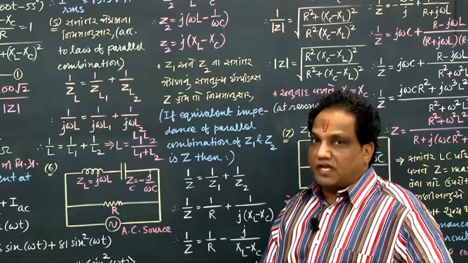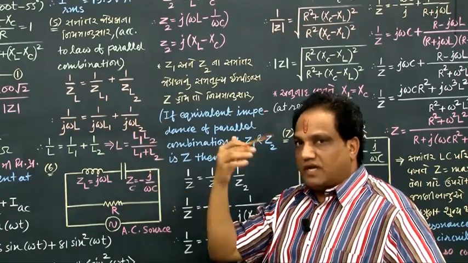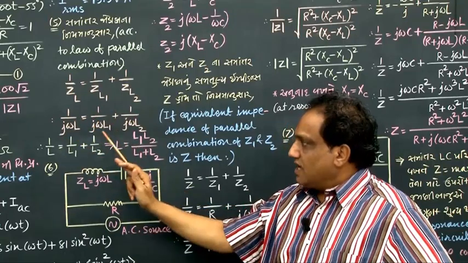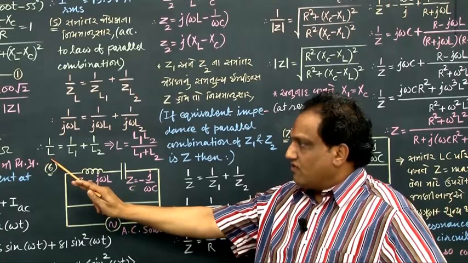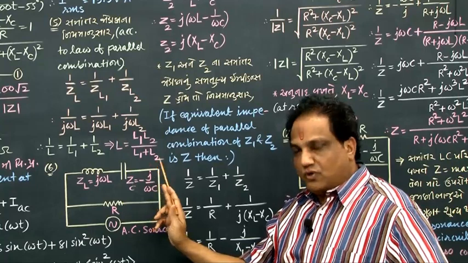Throughout the equation, what can you cancel? 1 upon j omega you can cancel. So left is 1 upon L equals 1 upon L1 plus 1 upon L2. Find the L value from here. It will be L1 L2 upon L1 plus L2.